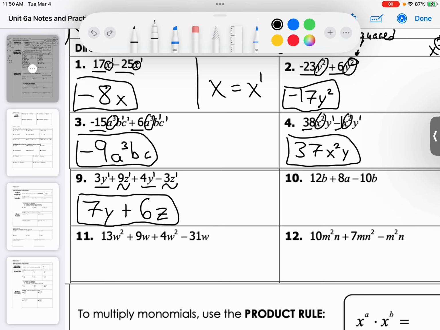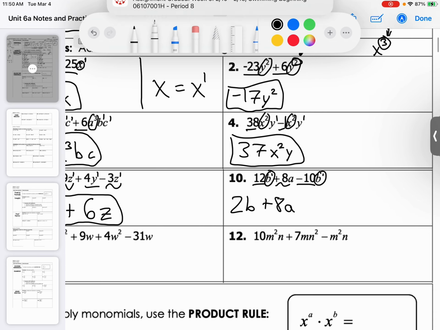Okay, on to number 10. We have 12b plus 8a minus 10b. So I see, again, some different variables. Looks like I have two that have b to the first power. So these are going to be the ones that can be combined. The 12b minus 10b would give me 2b. And then I have this plus 8a that I would need to bring down. I can't combine it with anything else, but I would still bring it down to be part of my answer. So I'd have 2b plus 8a.